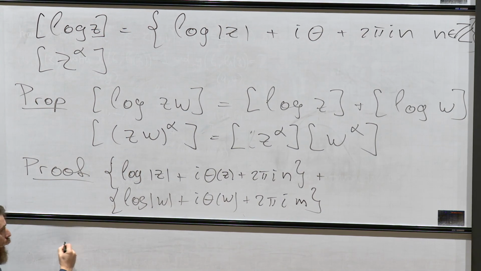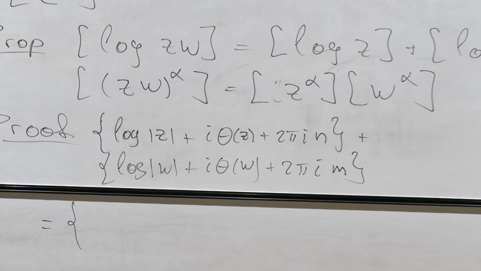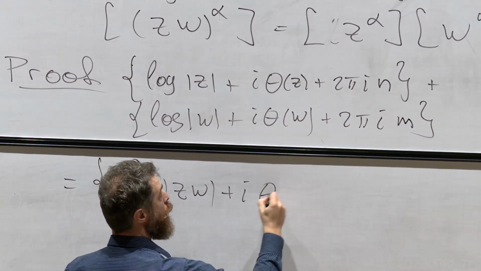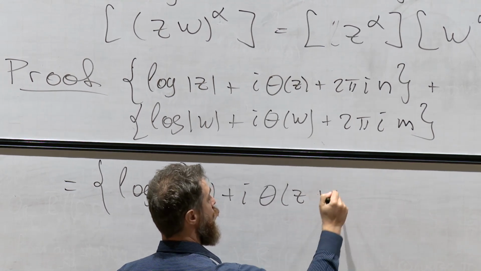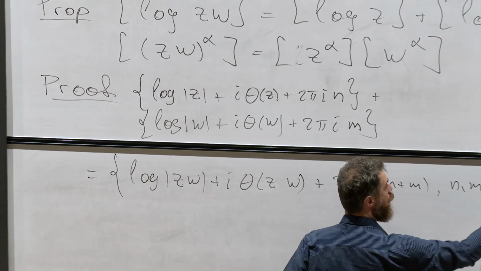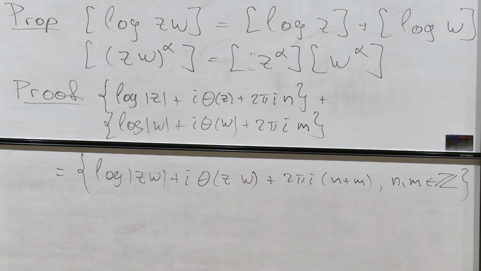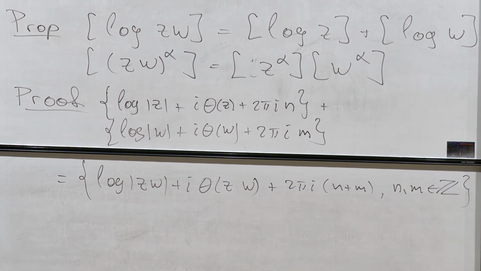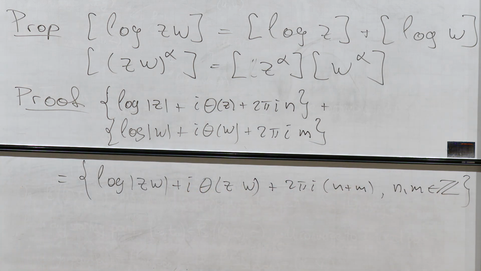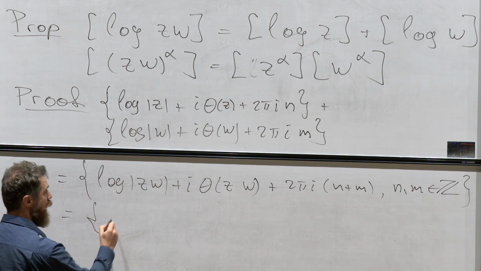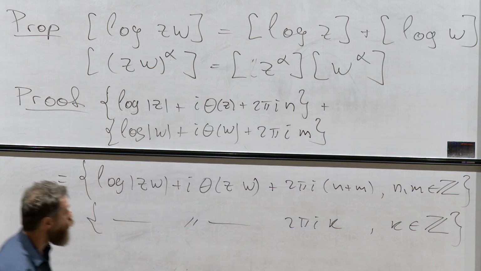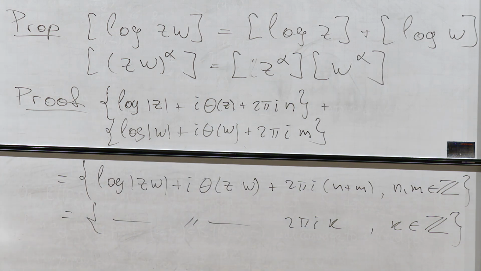And then, of course, when we add any to any, and we use standard properties of real log, we get log of modulus of zw plus i theta of z plus theta of w, plus 2 pi i (n plus m), where n and m are any whole numbers. But then obviously when n and m are any integers, then n plus m is also a set of all integers. So this is exactly the same thing, which is exactly log of the product.